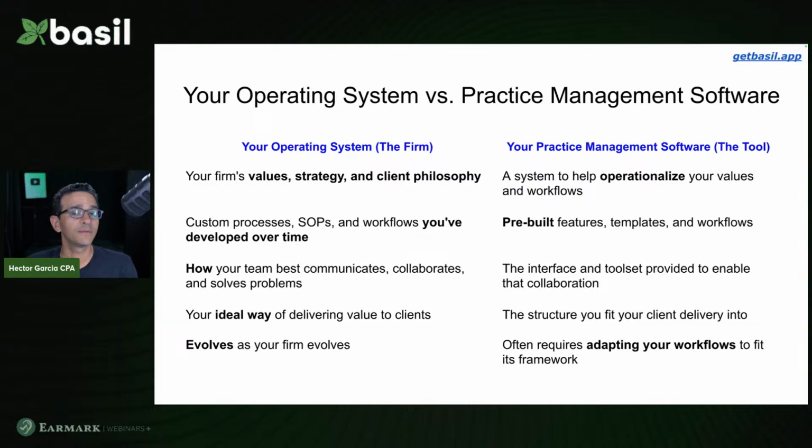And keep in mind that your operating system can evolve, right? Your firm can evolve, can mature, can get more modern, can get more automated, can get less automated, can go to a niche, could go more broad. Your firm strategy and operating system should be moldable and adaptable to the times, or to the intent that you have in terms of how you create change in the world via your firm. A practice management tool is supposed to help you operationalize your existing values and workflows.